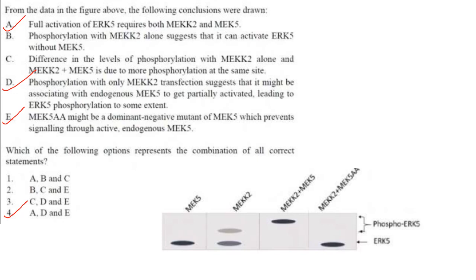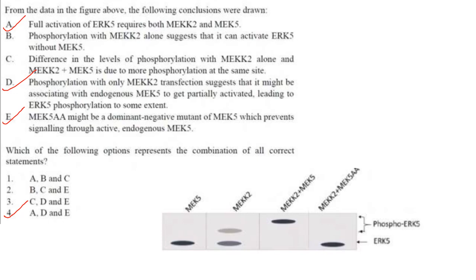Then next one. Phosphorylation with MEKK2 alone suggests that it can activate ERK5 without MEK5. No, MEK5 is also required for the phosphorylation of ERK5, because if you use MEKK2 you get only a very faint band. So it tells that MEK5 is required. Then, difference in the level of phosphorylation with MEKK2 alone and MEKK2 plus MEK5 is due to more phosphorylation at the same site. That is not correct.